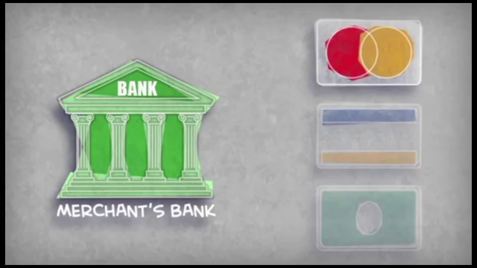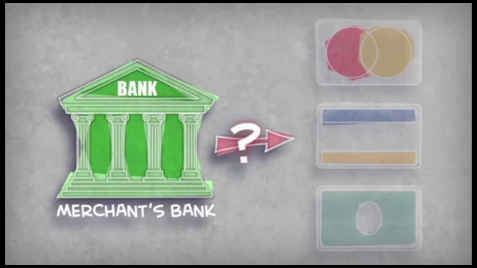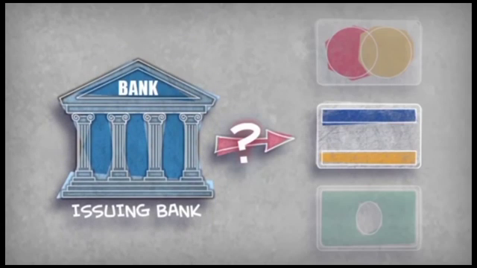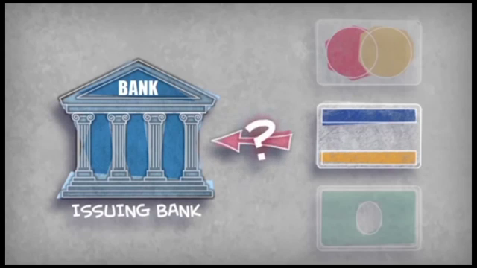The merchant bank figures out the brand of the card. Is it a Visa, MasterCard, American Express? And sends a request on to that card network. Jane uses her new Visa. Then Visa determines which bank gave Jane the card, the issuing bank, and sends a request on to them.